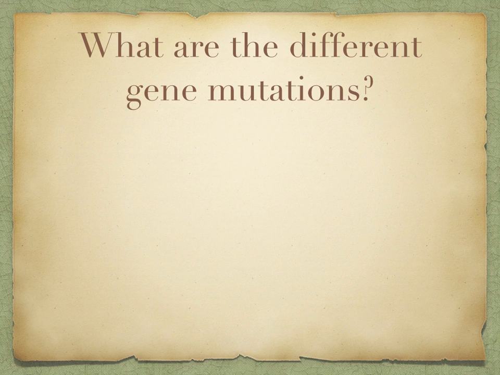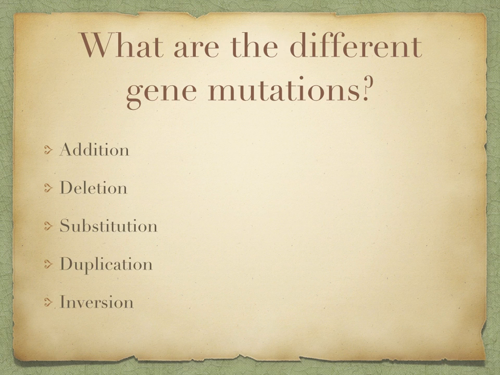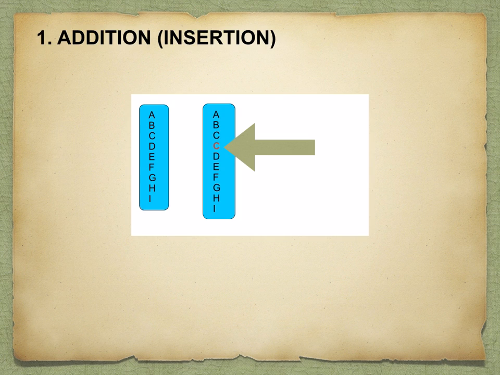Okay, you've got different gene mutations, and your textbook describes 3 different ones. You've got addition, deletion, and substitution. We're also going to look at duplication and inversion. Okay, here's an example of addition. As the name suggests, this is when one or more extra bases are added to the sequence. So my alphabetical letters here represent the nucleotides.